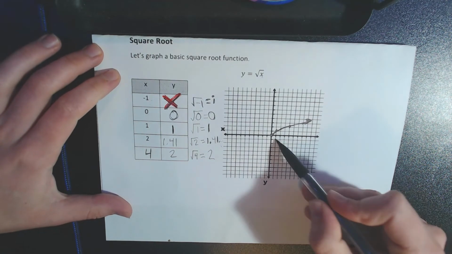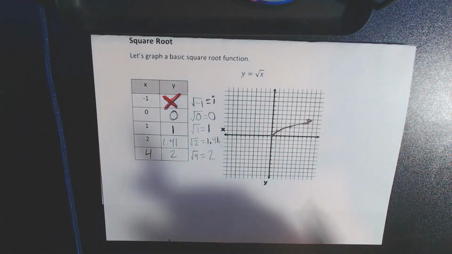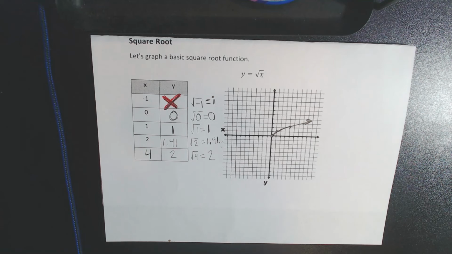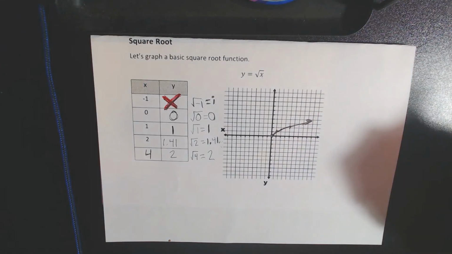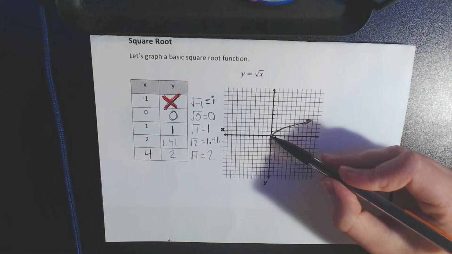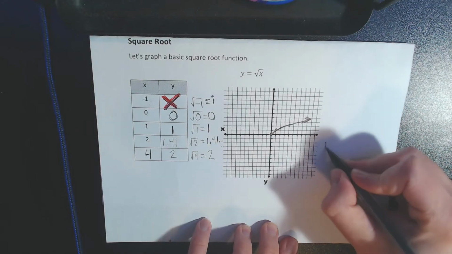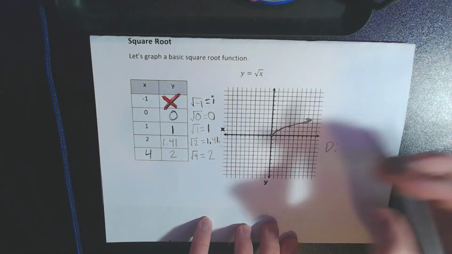This one doesn't have the other half of the parabola, but it's like half of a parabola, and it's sideways. Okay, so that's your graph of y equals the square root of x. It starts out here at 0, 0, and then it's that parabola shape. Okay, let's find the domain and range of this function real fast.